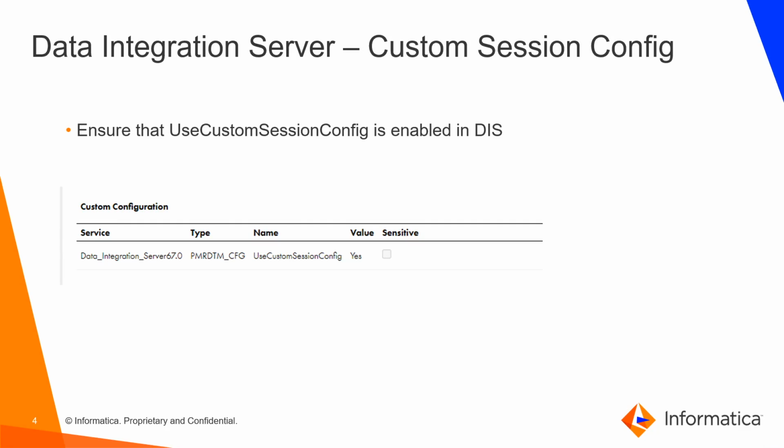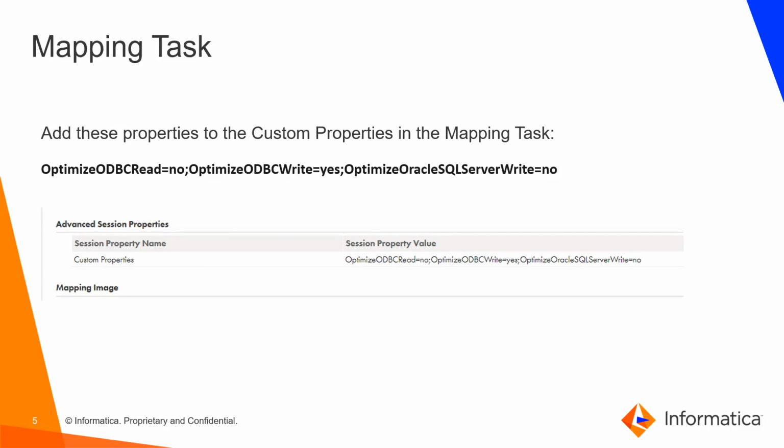At the mapping task, before you can use the custom configurations, you basically have to set the use custom session config property to yes at the DIS level. After setting this property to yes, we can go to the mapping task. Under the advanced session properties of the mapping task, we need to use the custom property and add the following entries. Essentially, this is the opposite of what we added at the DIS level. So at the mapping task, we set the read to null, we set the ODBC write to yes, and finally we set the Optimize Oracle SQL Server Write to null.